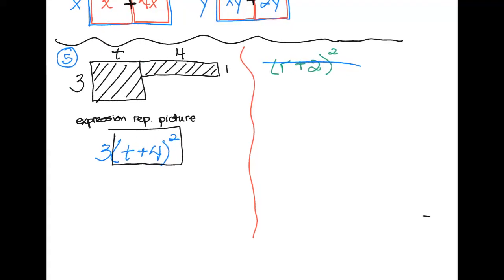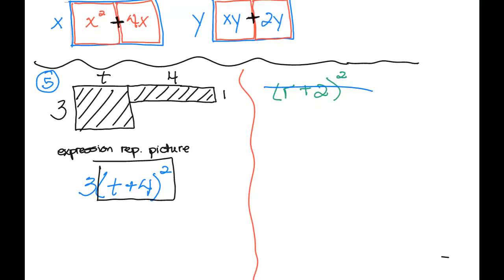How many rectangles do you see in this picture? This is good. How many rectangles do you see in problem number 5? 2. What is the area of the first rectangle? 3t, because it has a length of 3 and it has a width of t. So that is 3t, right? So everybody with me there?